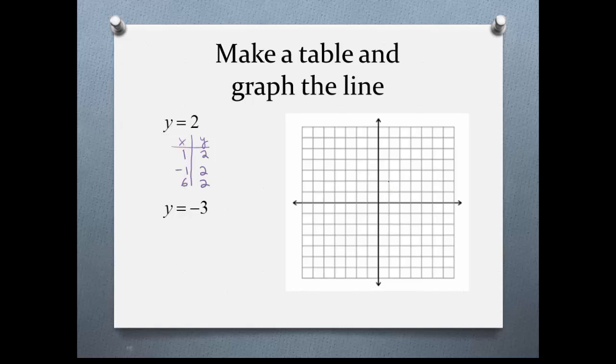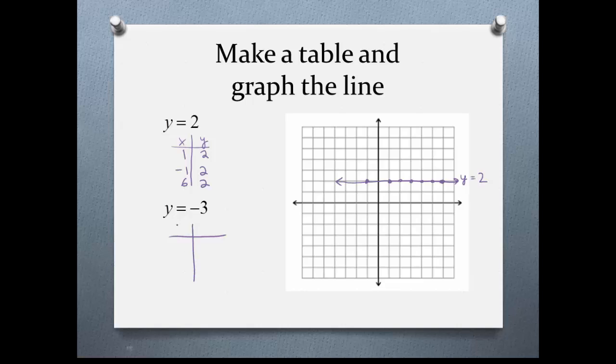So then if I come over here and I plot these points on my graph, you'll see that when you plot them, the dots all line up in a horizontal line. So this is a horizontal line with the equation y equals 2. And as you move from point to point on this line, you'll see that the y coordinate is not changing.